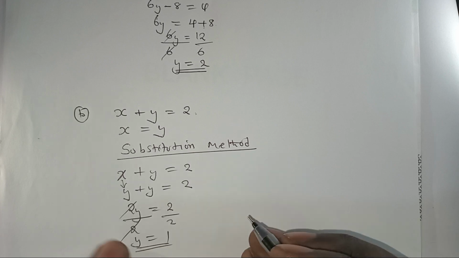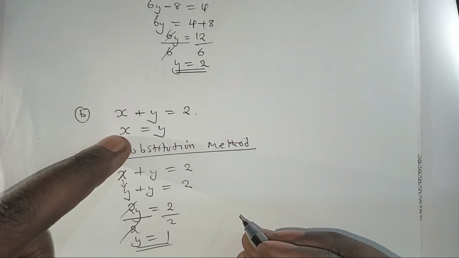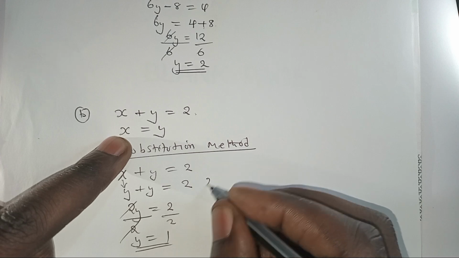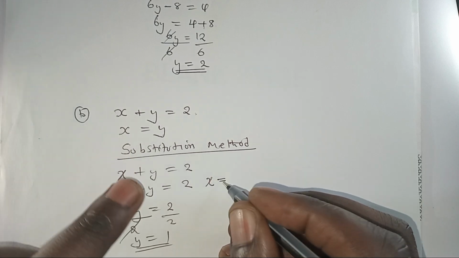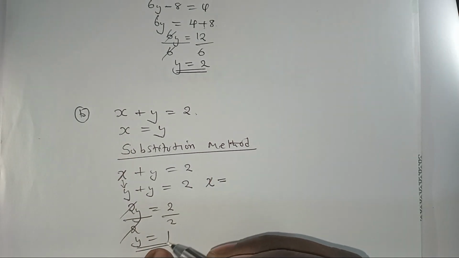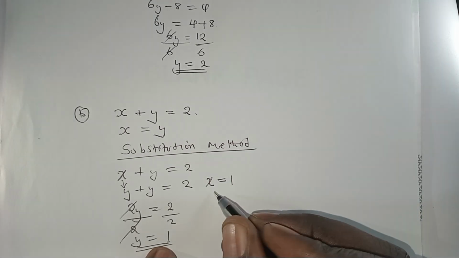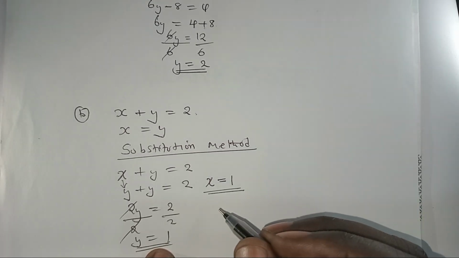And now we can solve for the value of x using the second equation. We can simply say x is equal to y, so where we have y, we replace it by 1. So this is going to be the value of x.